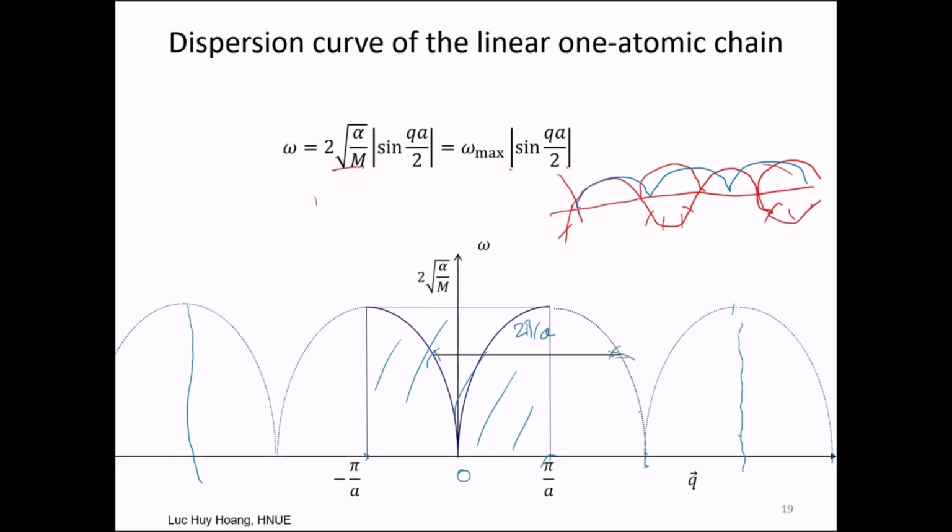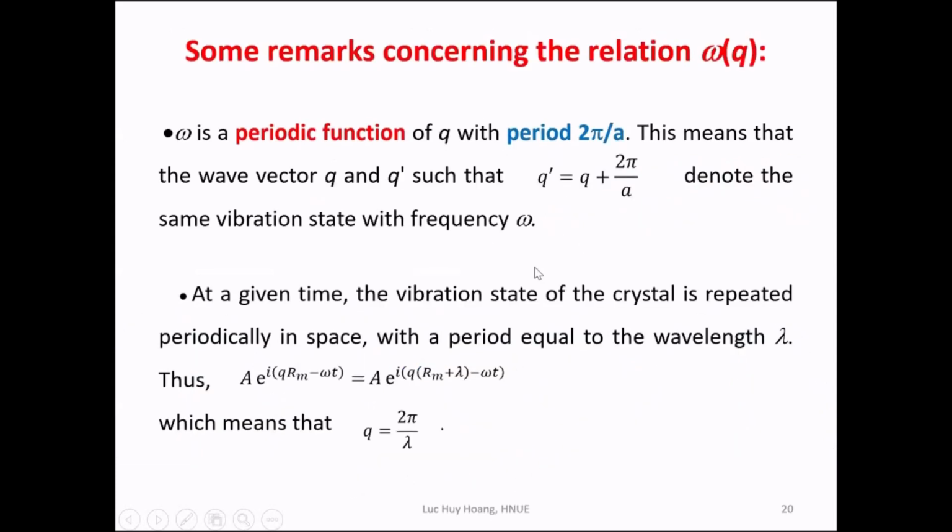And they have the same vibration property, right? And we do the same for everything. So this means that the dependence of omega on Q is periodic with the displacement of 2 pi over a. So we select from here also 2 pi over a, right? It's the distance, and the same frequency.